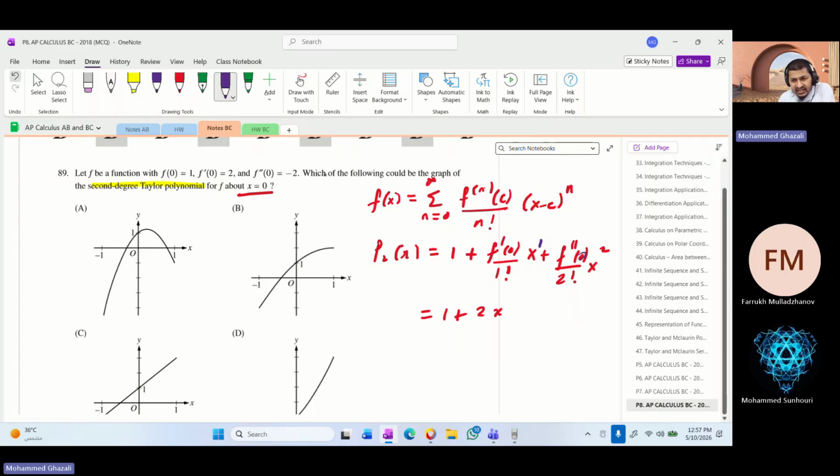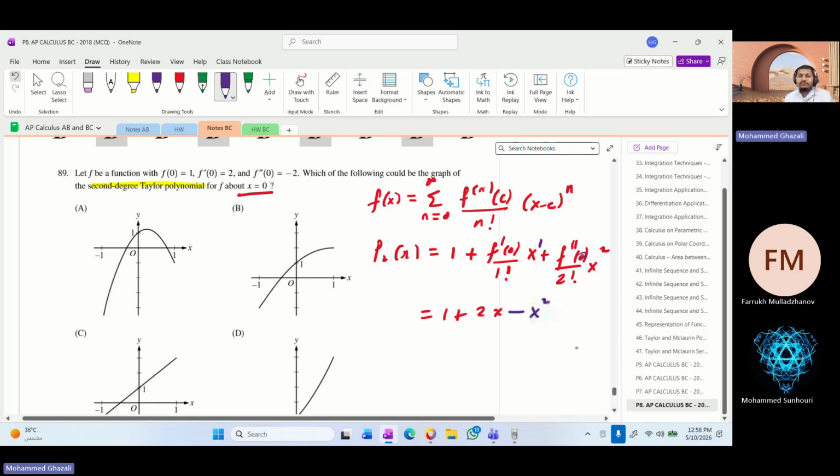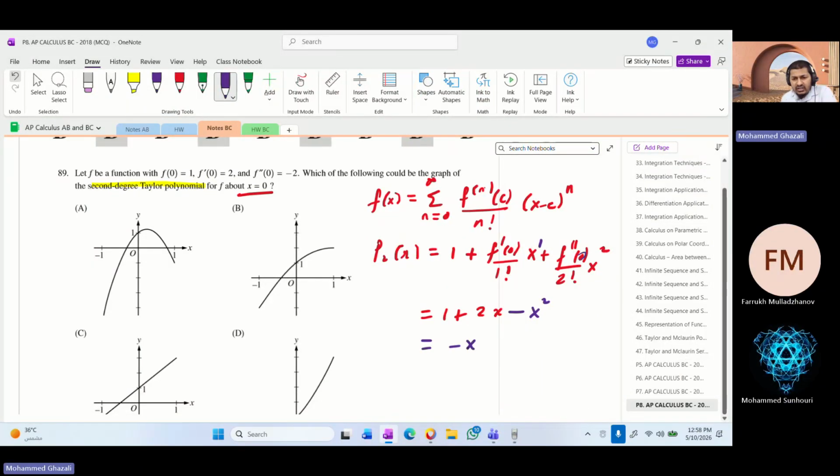F double prime 0 is negative 2. Negative 2 over 2 factorial is negative 1. So negative x squared. So what's the function? Negative x squared plus 2x plus 1.